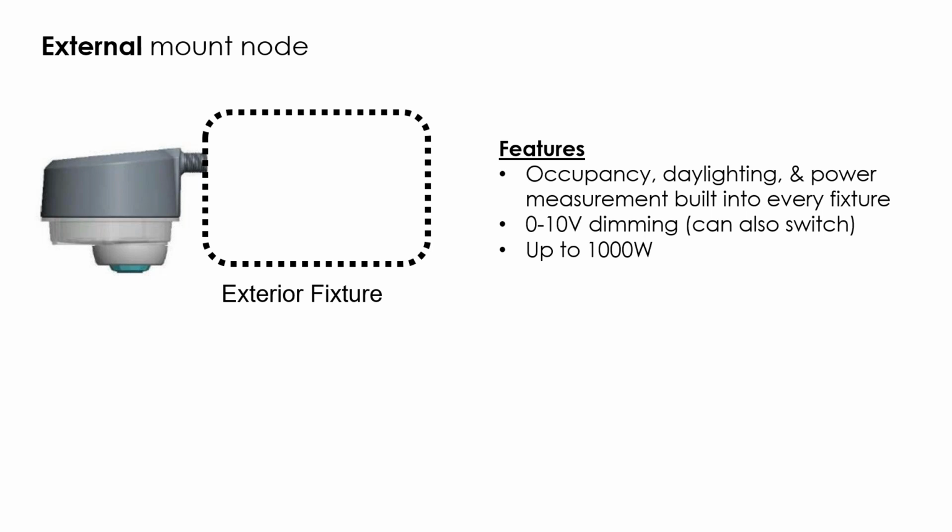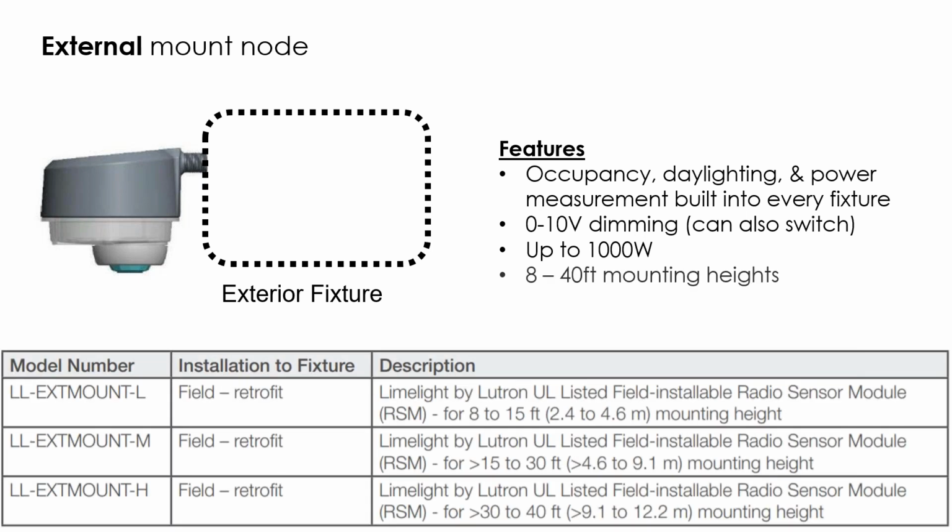So the external mount node can do 0 to 10 volt dimming, and it can also switch if you have a non-dimmable fixture. Supports up to 1,000 watts, and it supports mounting heights from 8 to 40 feet. You need to order the appropriate lens for that, whether it be a low, medium, or high lens, as shown in the model numbers on the bottom left here. Low goes from 8 to 15 feet, medium from 15 to 30 feet, and high from 30 to 40 feet.